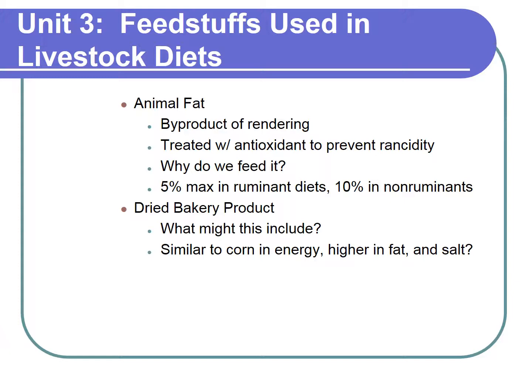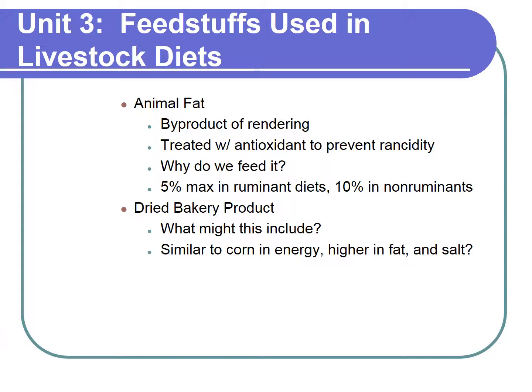Animal fat goes in this category. Again, a byproduct of the rendering business. We talked about those in animal sciences class. We treat it with an antioxidant in order to prevent rancidity, and rancidity means it rots and goes bad in the tank out there. The question is posed there, why do we feed it? Well, we feed it because it provides a big energy impact.